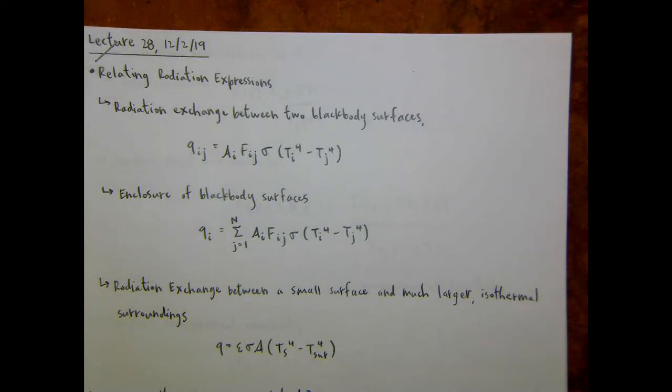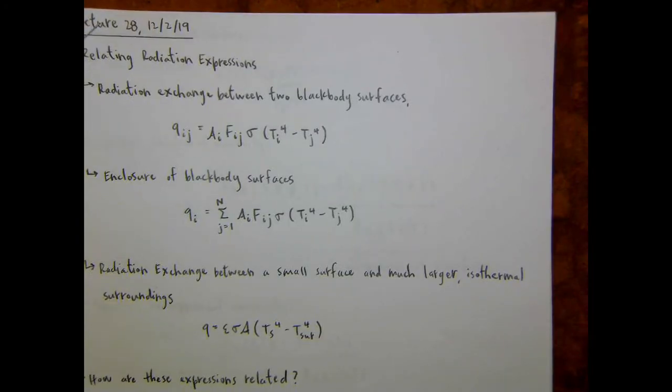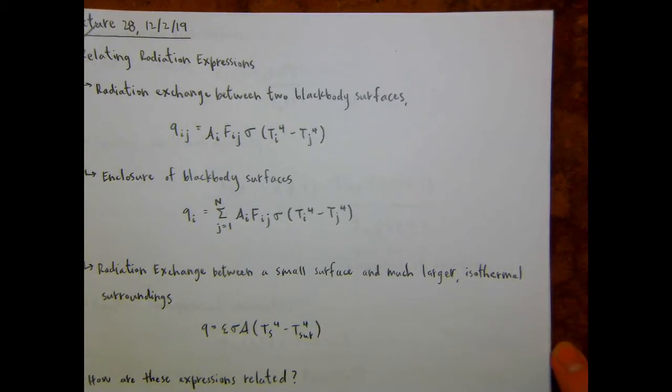Okay, so we started talking on Monday about relating these radiation expressions that we have for radiation exchange between 2 black body surfaces, and then our equation for radiation exchange between a small surface and much larger isothermal surroundings, kind of seeing how those equations are related and where they come from.